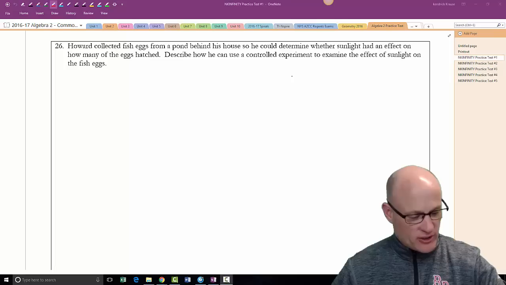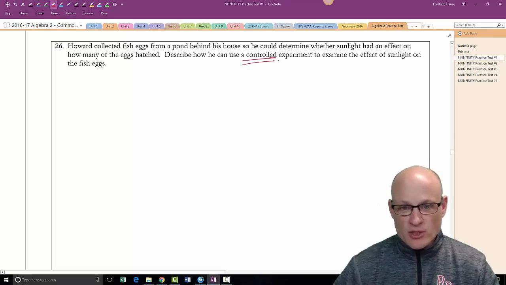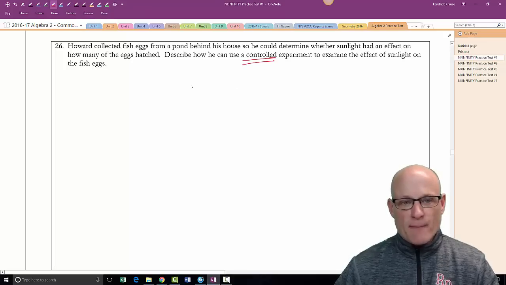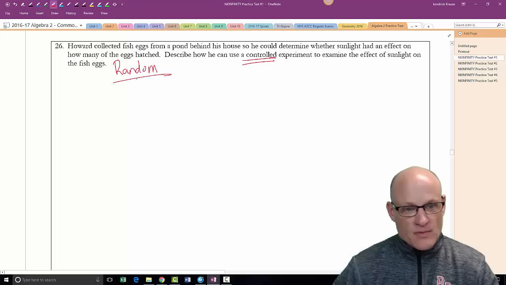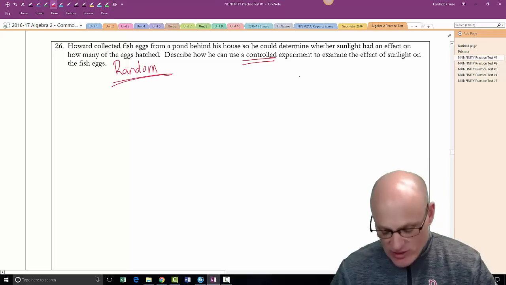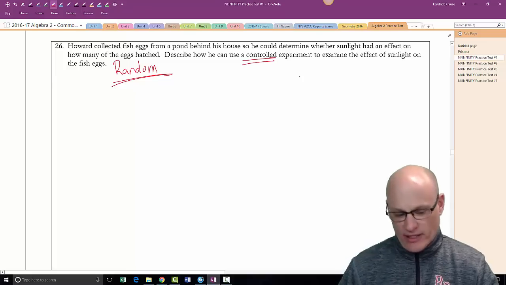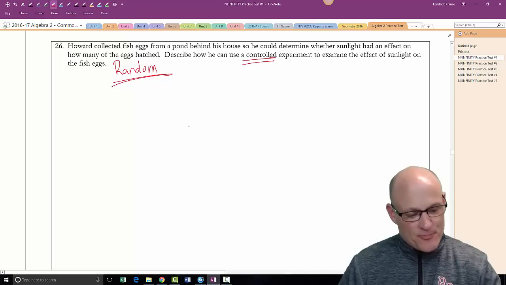Well, first of all, you have to understand, in a controlled experiment, you have to have a control group. But before you have a control group, the most important word in statistics is the word random. So in this problem, if you decide not to use the word random, there's no chance of you getting full credit on it. Now, it's only a 2-point question, so it shouldn't take you that long.